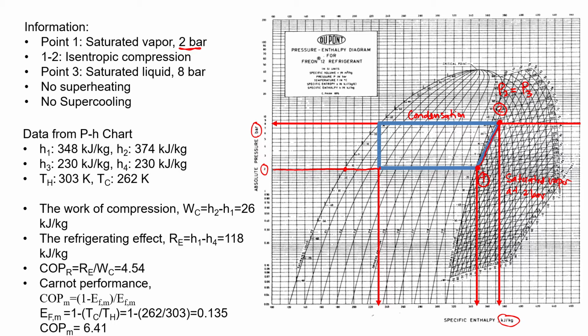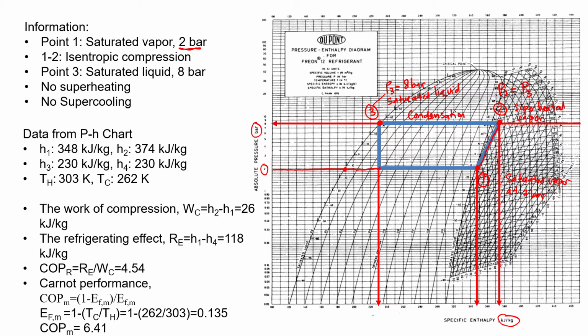Okay, and then the condition here is actually superheated vapor. Okay, superheated vapor, and we go to 0.3, 8 bar. What we know at 0.3 is P3 equals 8 bar and there is no subcooling, so this must be saturated liquid. Okay, you get that?